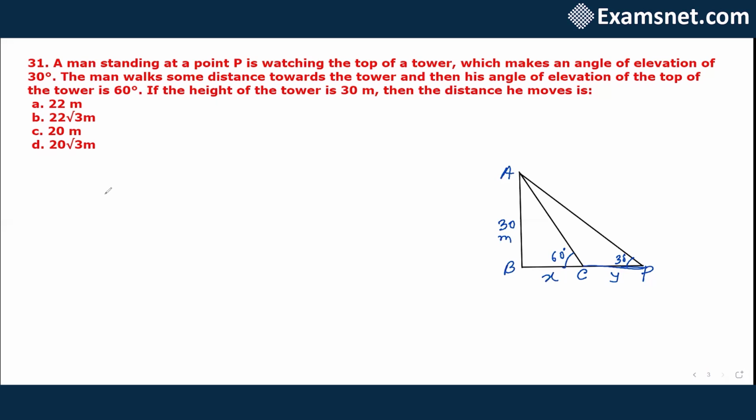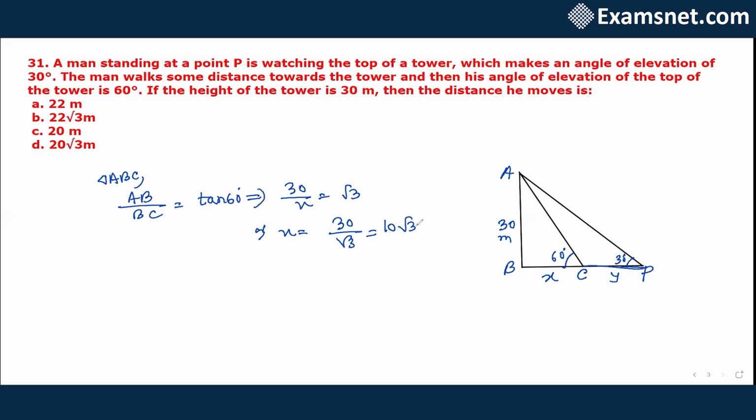So start with the solution step by step. First, we can consider the triangle ABC. Here AB by BC equals tan 60 degrees. 30 by X equals root 3. So we can find the value of X as 30 by root 3. After doing the rationalization, it gives us the value 10 root 3. Let's name it equation number 1.